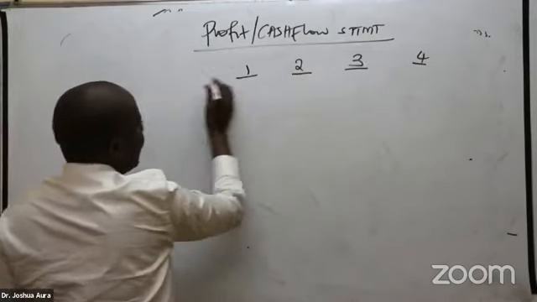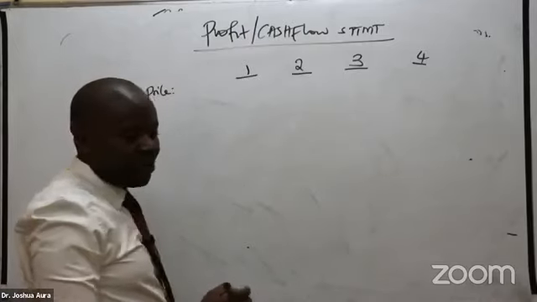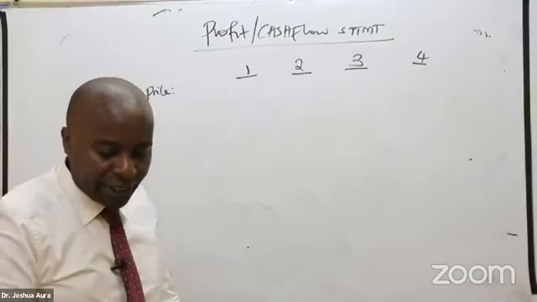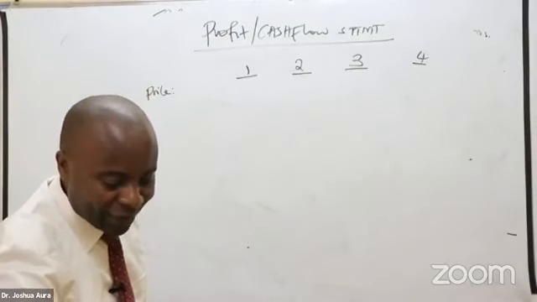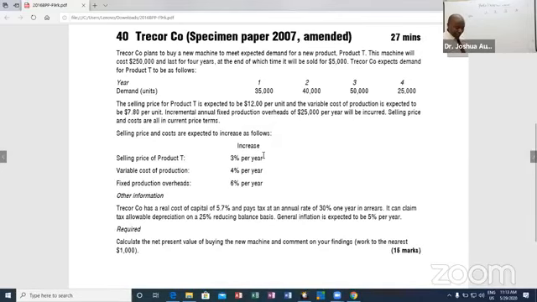So we start with the price. What have they given us as price? I can see in that question, they have given us the price. Are you able to see our price in the question? They have given us the selling price in the second paragraph after the demand.